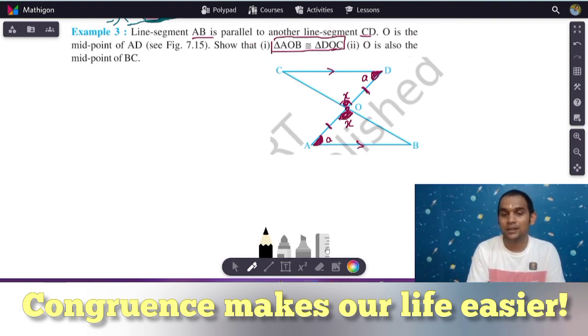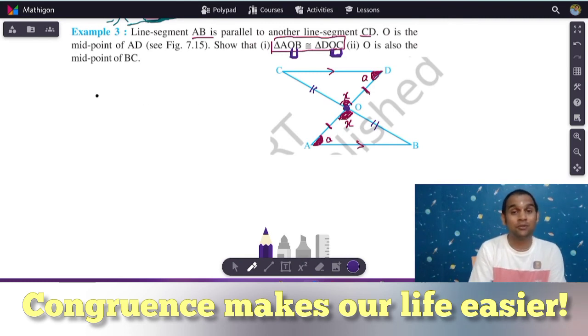Once we have proven that they are congruent, we can very easily say OC and OB are corresponding parts. Why are they corresponding parts? As you can see, in the congruence statement OB is the last and OC is also written at the end, right? So they are the corresponding parts. That implies that OC equals OB. So O is the midpoint, because if OC and OB are equal, O must be the midpoint of BC. That's how we prove it.